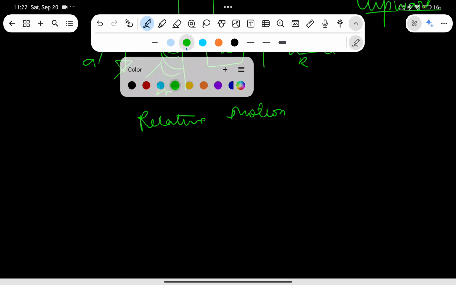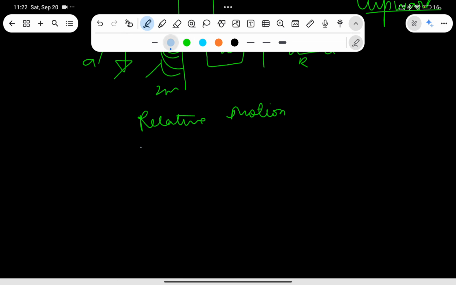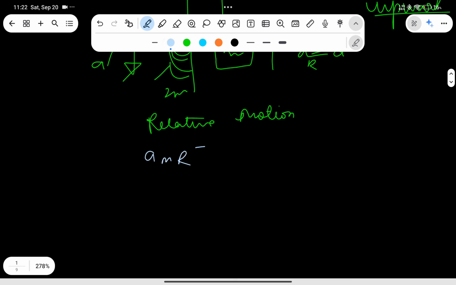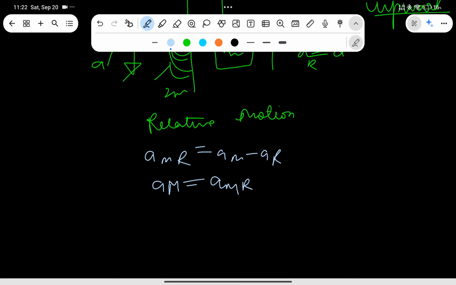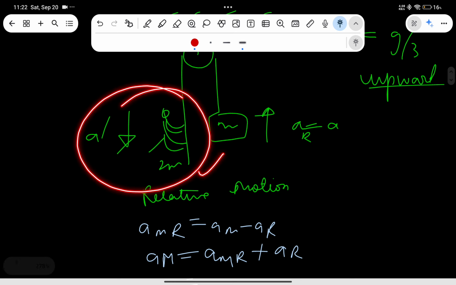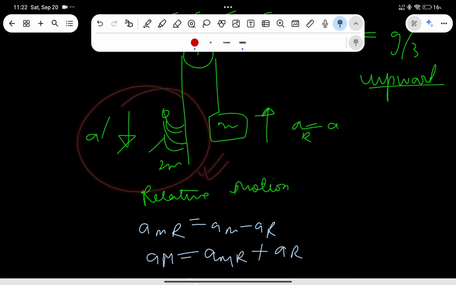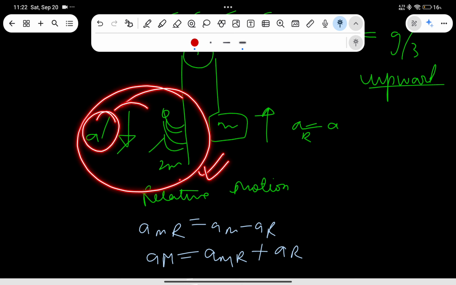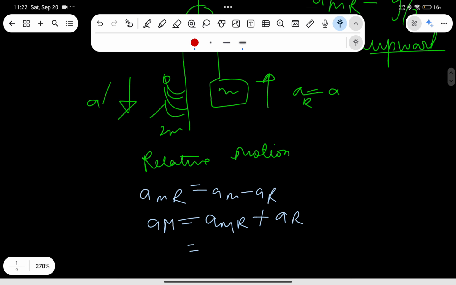Now using relative motion, I'm going to solve it. By relative motion we can write a_MR equals a_M minus a_R, which becomes a_M equals a_MR plus a_R. You have assumed that this is the body where you're going to apply Newton's law of motion. For that, you first have to identify the body and see the acceleration is in the downward direction, so downward will be positive.